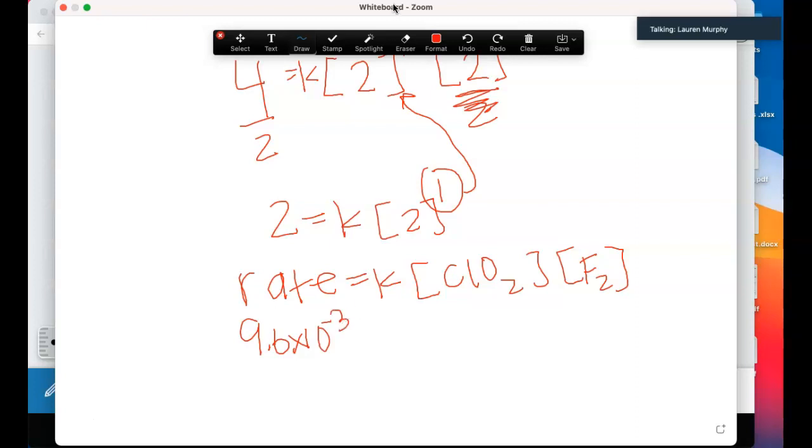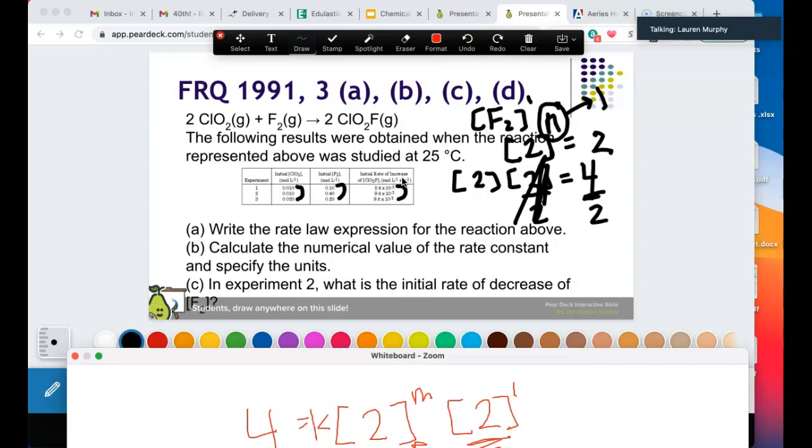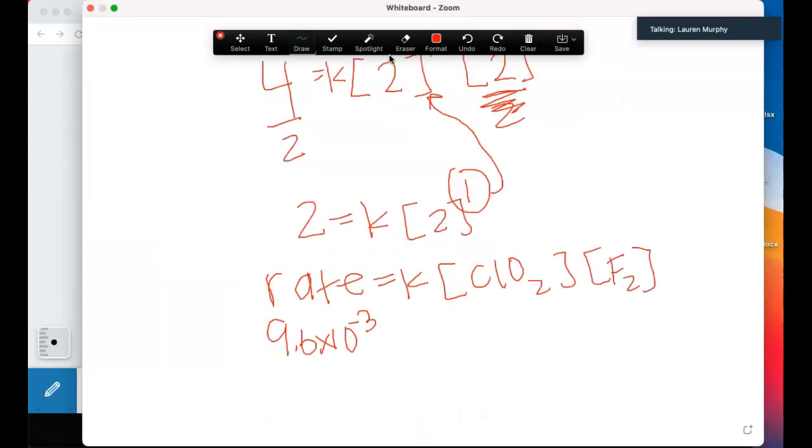Now, look at how they wrote the units on here. They wrote it in mole L minus 1. That means moles per liter, which means molarity. They just wrote it a weird way. So this means molarity per second. That's what a rate is. So molarity per second. And then again, this is algebra, right?